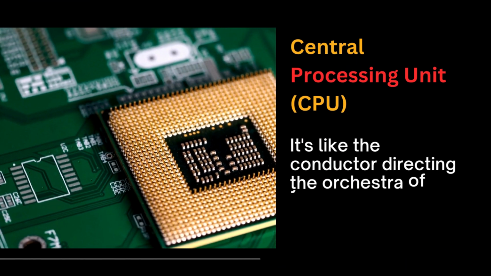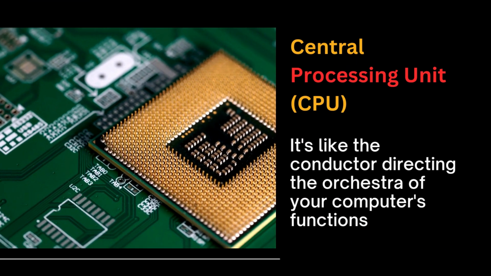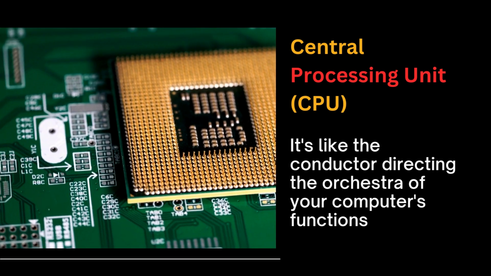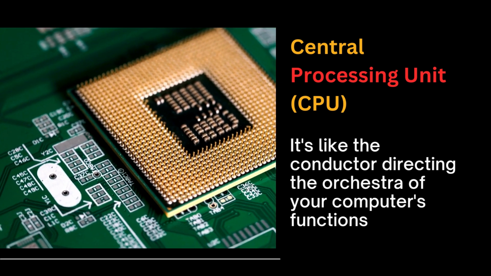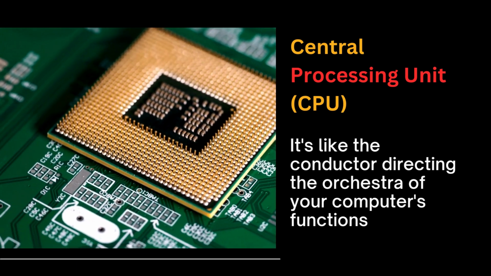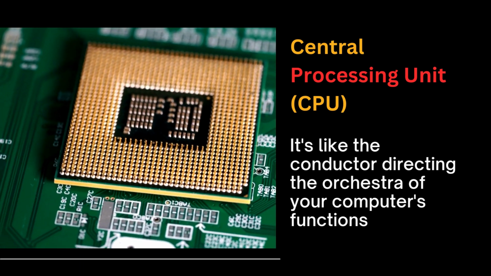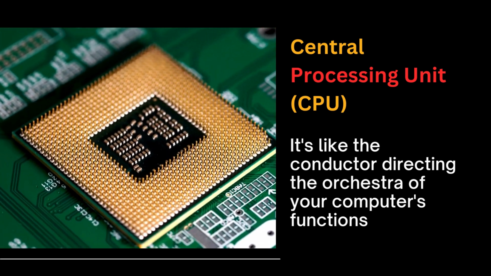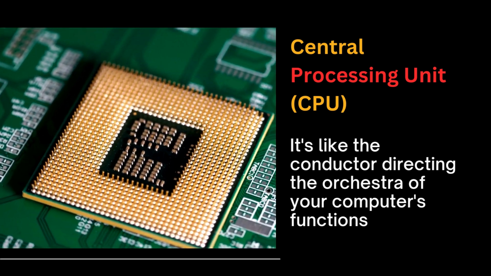First up, we have the Central Processing Unit, or CPU. This is often referred to as the brain of the computer. The CPU performs all the calculations and executes instructions, making it a critical component of the motherboard. It's like the conductor directing the orchestra of your computer's functions.